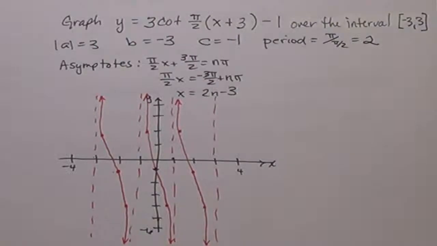So here's our graph of the cotangent function, 3 cotangent pi over 2 times x plus 3, minus 1. And again, we can see how it's stretched a little bit, that amplitude of 3, and the period has shrunk a little bit over that -3 to 3 interval.